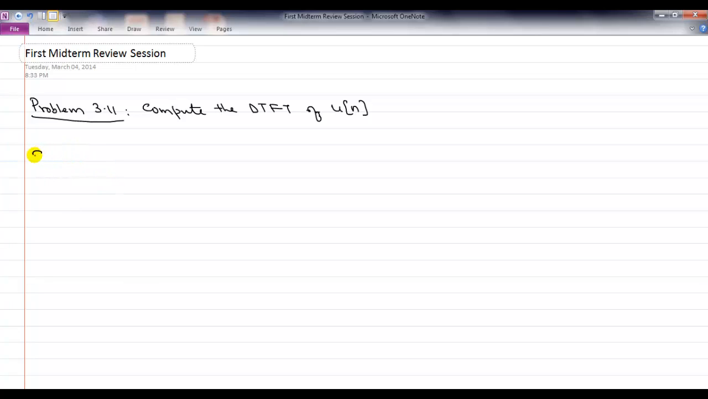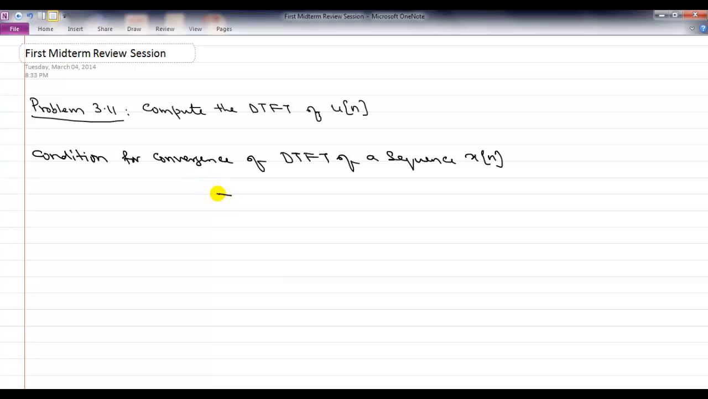So the condition for convergence of discrete time Fourier transform of a sequence x[n], that condition is that if you sum all the entries, take the square of their absolute value, that should be less than infinity. Okay. So if you look at, of course, u[n] is an infinite sequence that goes from 0 to infinity. Each of its values is 1, so of course it does not satisfy this condition.